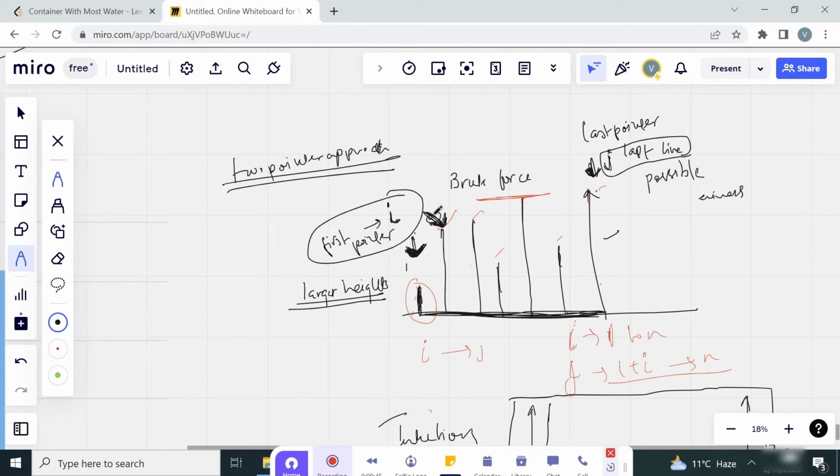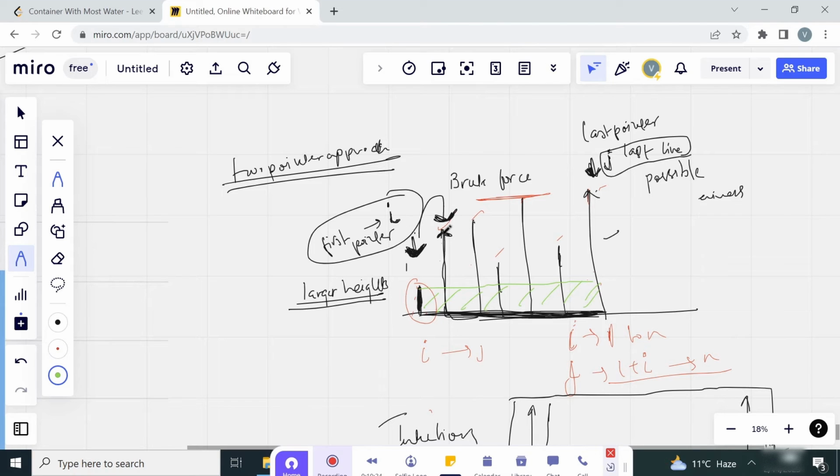So once again, if the first pointer was at the smaller line and the last pointer was at the larger line, we'll move our first pointer from the smaller to the larger height, because this gives us the probability of finding a bigger container. We are decreasing the width, but it can be compensated by the increase in height. Because from the smaller one, the area, the water was around this much.